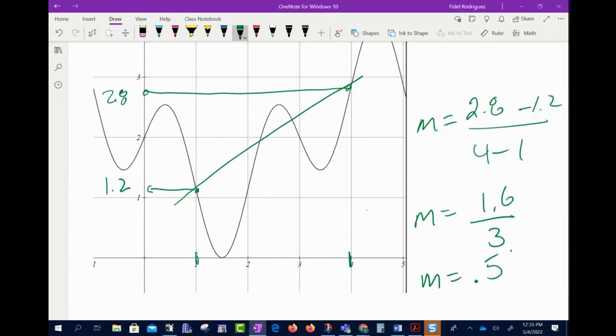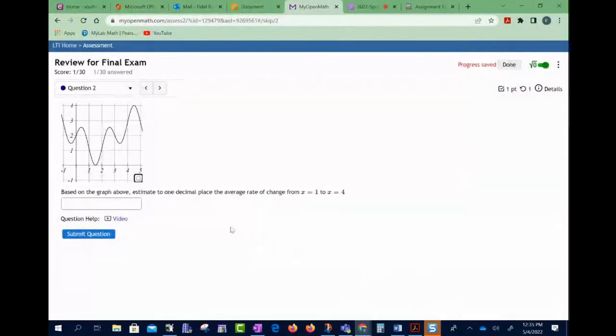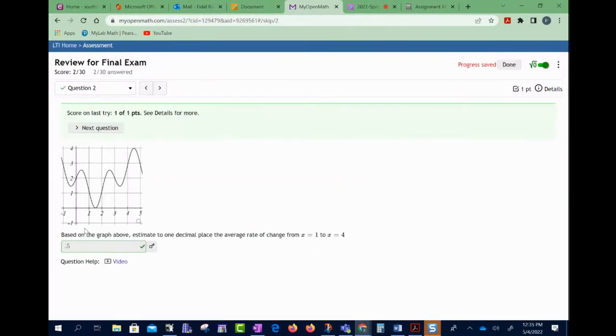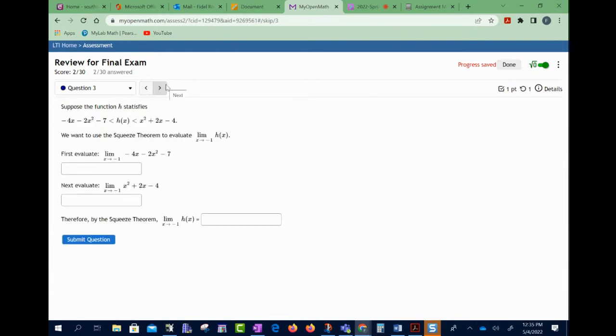So it told me to do it to one decimal place, I believe. So I'm going to say that roughly here, the slope is about 0.5, or the average rate of change is about 0.5. And so let me come back over here. So let's try a 0.5. And let's submit that. Hey, we're doing great so far, right? So far, am I making sense on how I'm doing at least the first two problems? Yeah, we're good. Okay, so let's try number 3.